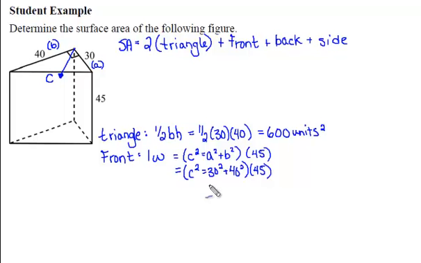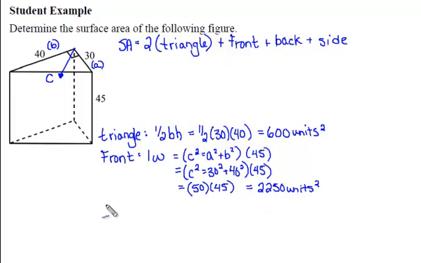If I work out C squared here, I will get a value of 50 times 45. Okay, 50 times 45 is equal to 2,250 units squared. So that's my front.